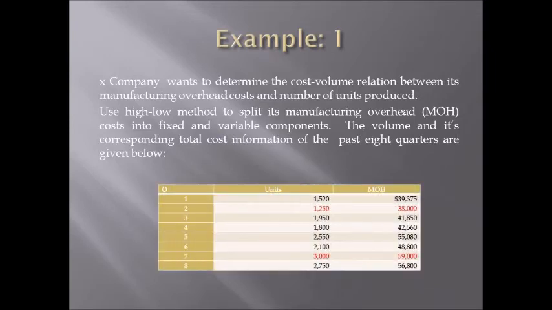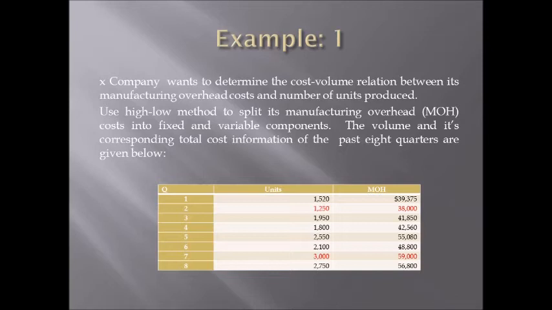Let us see example number 1. X company wants to determine the cost-volume relationship between its manufacturing overhead costs and number of units produced. Use the high-low method to split its manufacturing overhead costs into fixed and variable components. The volume and its corresponding total cost information of the past 8 quarters are given below. In this table, we have 8 quarters, the level of activity for the 8 quarters, and the corresponding manufacturing overhead.